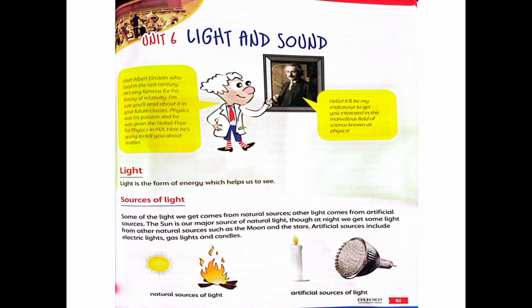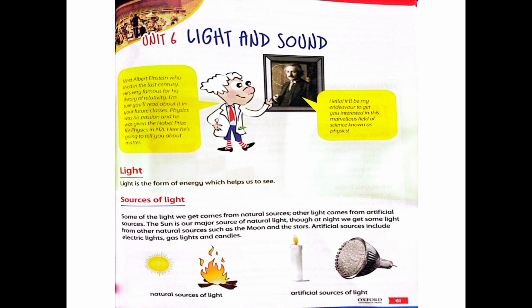Meet Albert Einstein, who lived in the last century. He is famous for his theory of relativity. I am sure you will read about it in your future classes. Physics was his passion and he was given the Nobel Prize for Physics in 1921. Here he is going to tell you about the matter.